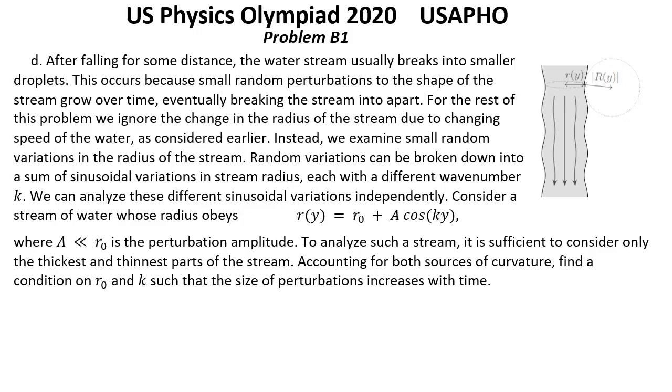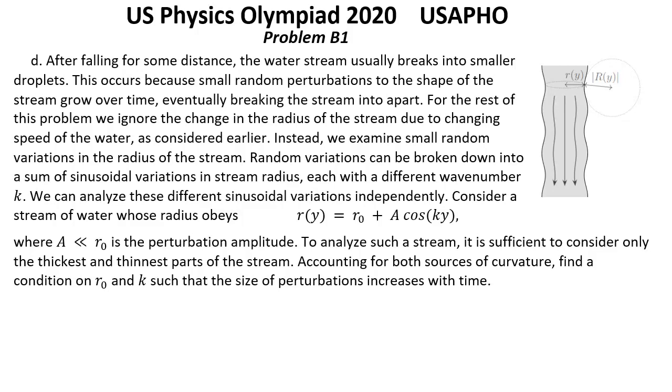Solution for question D. If the size of the perturbation increases with time, water must be flowing from the thin parts of the stream to the thick parts. For that to happen, the pressure needs to be higher in the thin parts of the stream than in the thick parts of the stream, so that the pressure gradient will force water towards the thick parts, eventually breaking the stream into droplets.